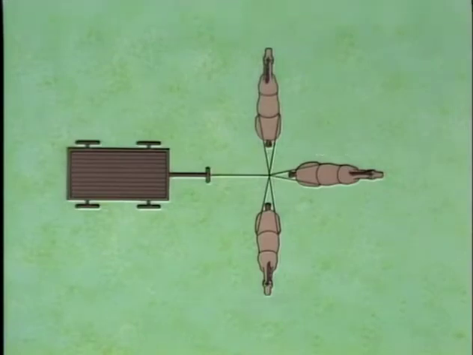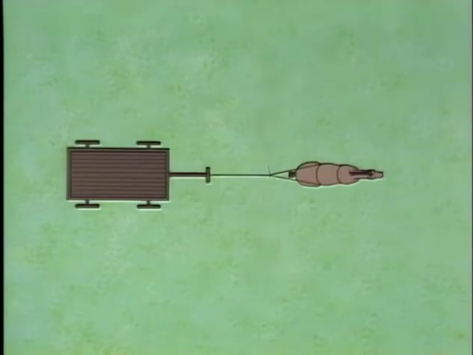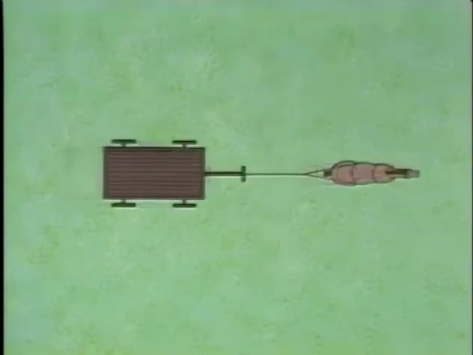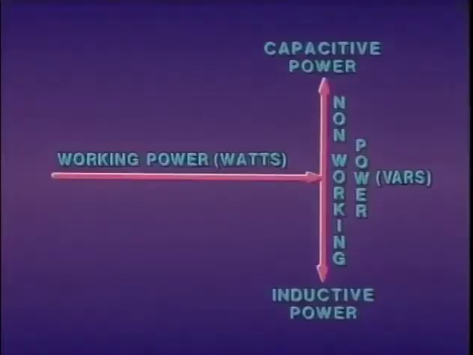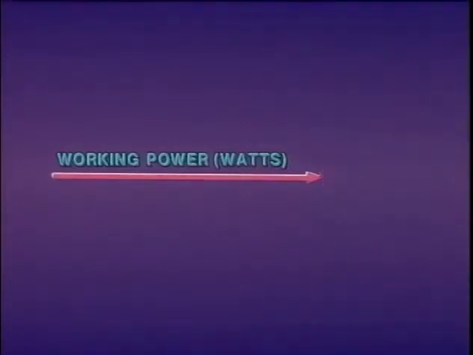If the top horse and the bottom horse pull with equal force, they will cancel one another's efforts, and the middle horse will be able to pull the wagon to the right in a straight line. Relating this to a T&D system, if non-working capacitive power and inductive power are equal, they will cancel each other out, leaving only working power in the system.